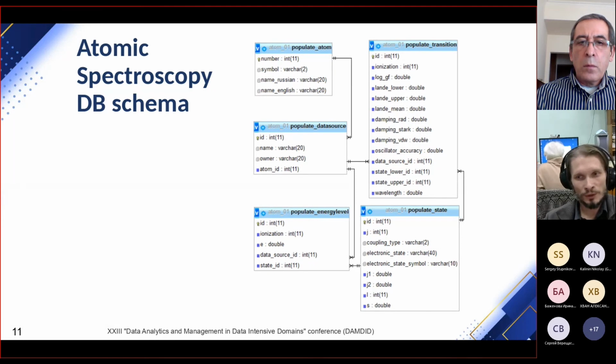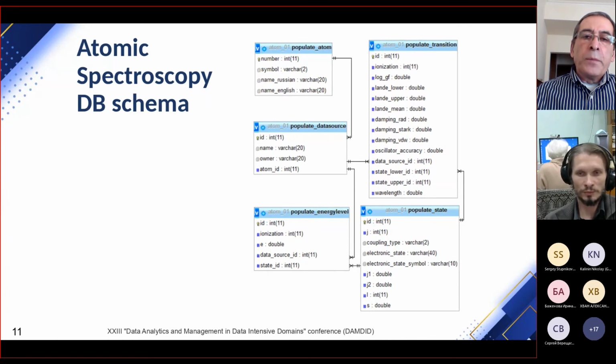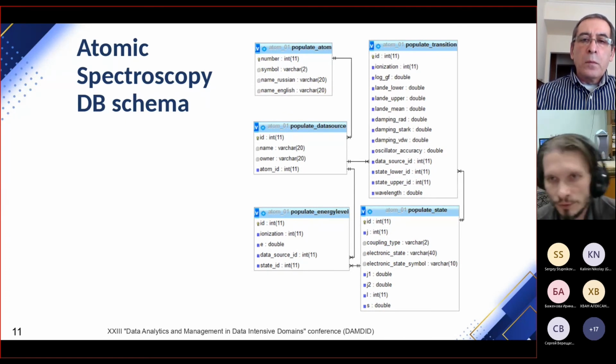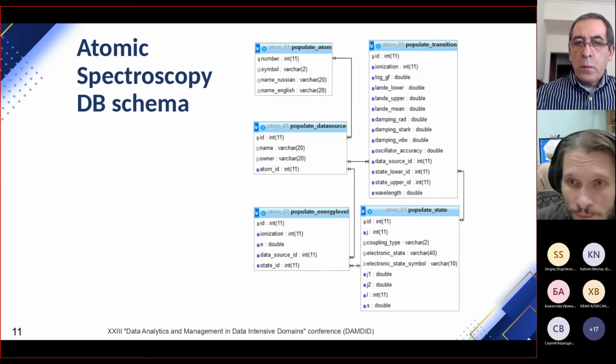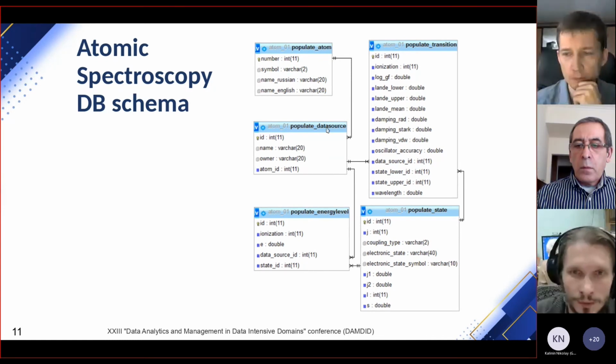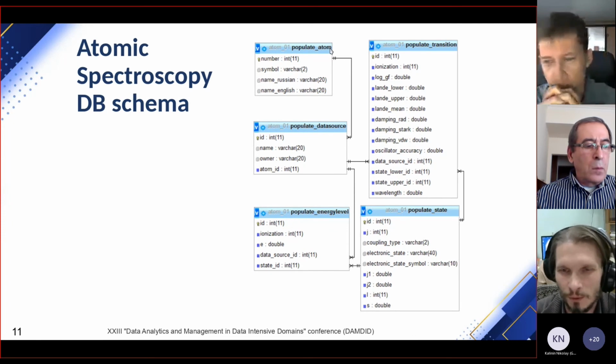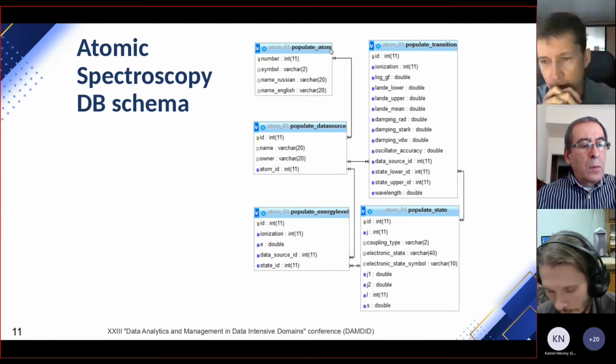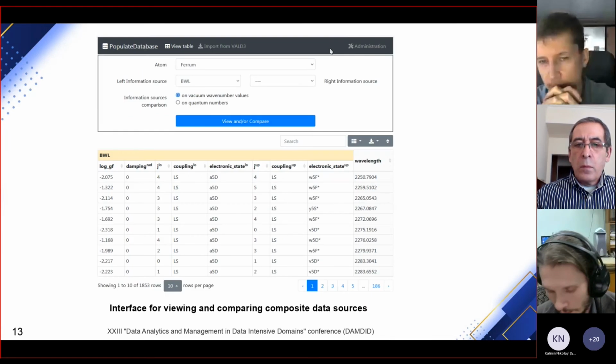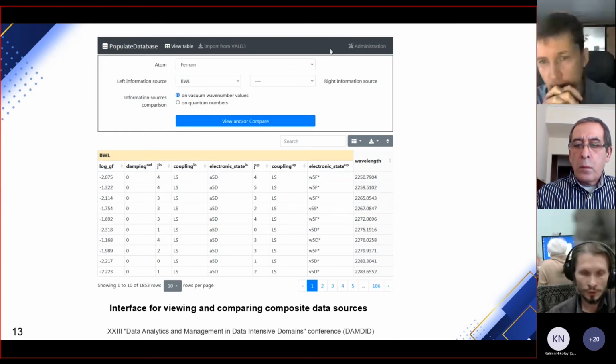The atomic spectroscopy data we took from the VALT system, and we developed a database to store this data, and you can see here the database schema for atomic spectroscopy. As you see, it's pretty basic. It includes the concepts of state, transition, energy level, data source, and substance of atom. For atomic spectroscopy, we also developed interfaces for uploading and visualizing this data.